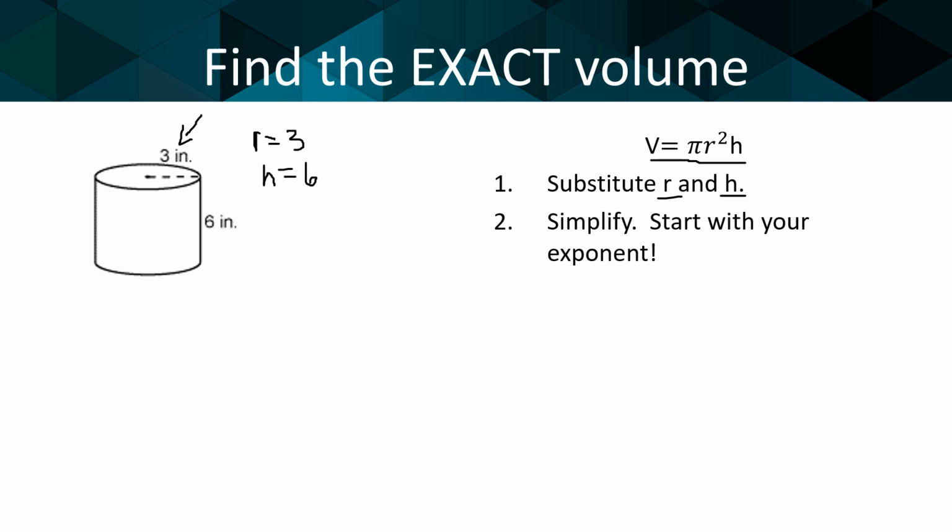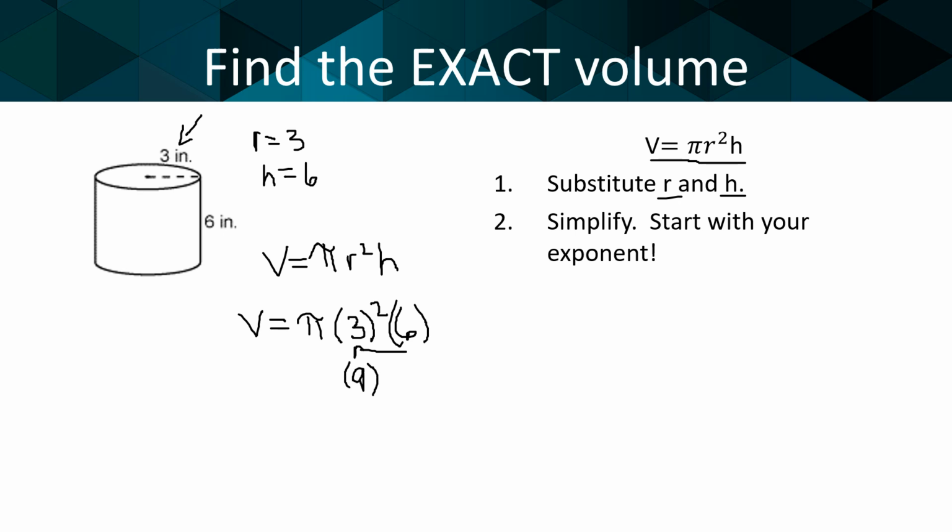We're going to rewrite our formula. Volume equals pi times radius squared times height. We're going to substitute r and h into our formula. Volume equals pi times the radius, which is 3, then we get to square it, and then we're going to multiply that by our height of 6. All right, last step is we're going to simplify. So first we have to simplify our exponent. 3 squared is 9. Bring down all that junk we haven't used yet.